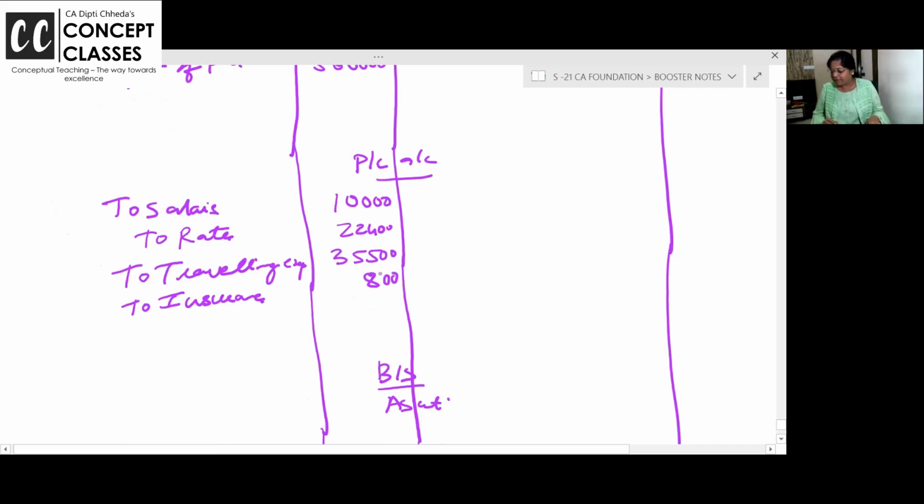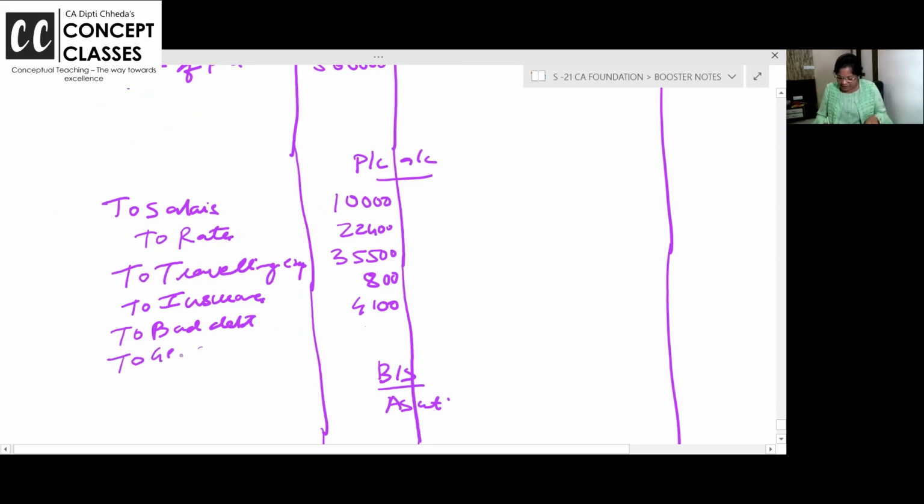Insurance general 800. Bad debt is always taken in the P&L account. Bad debt 4,100. Is my speed fine? When I'm reading, you read. When I'm writing, you write. अगर फिर भी मिस हो जा रहा है, ask me, I will share the workings. Bad debt 4,100 in P&L. Read next.